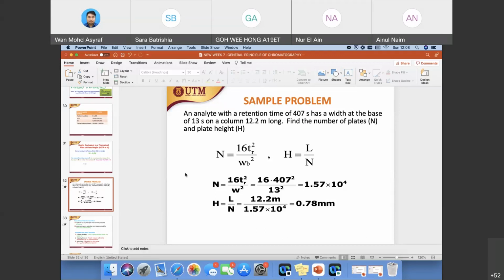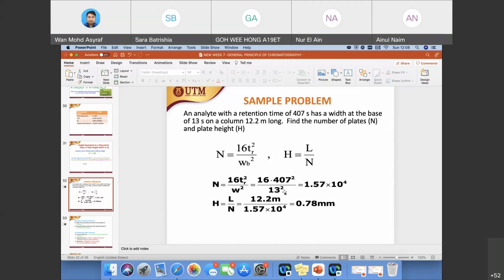An analyte with retention time of 407 seconds has a width at the base of 13 seconds on a column of 12.2 meters long. Find the number of plates N and find the plate height, which in this case is H. So now, 16 times 407 seconds squared divided by 13, because it gives the width at the base, not the half width here. The width at the base is 13 seconds.